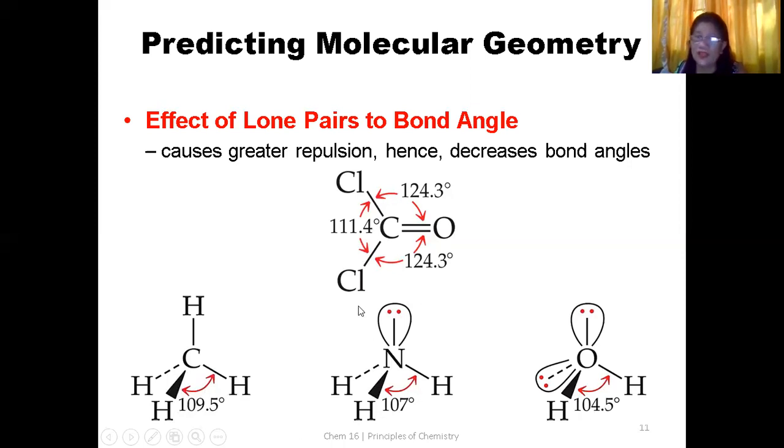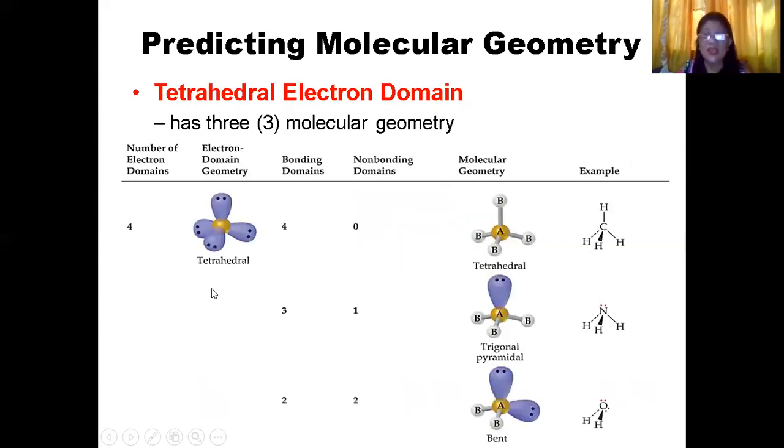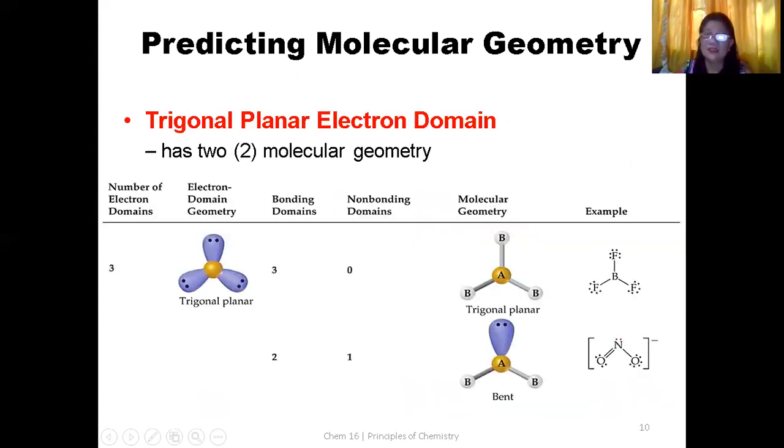But for the ones with a lone pair, look, the angle is smaller. So its angle is 107, and 104. Basically, the more lone pairs there are, the more the bond angle will decrease. With no lone pair, it's 124. This one with no lone pair is 109. With one lone pair, the bond angle is 107. With two lone pairs, 104. Okay. So we are now done with the trigonal.